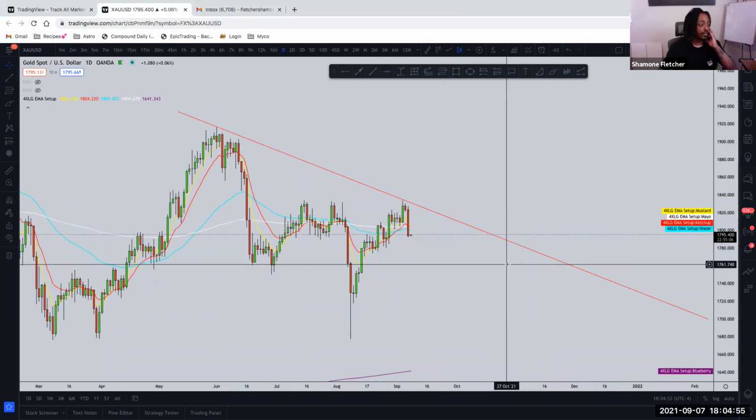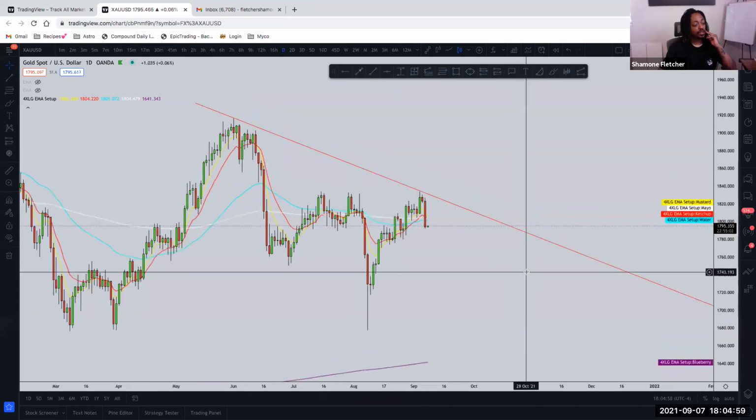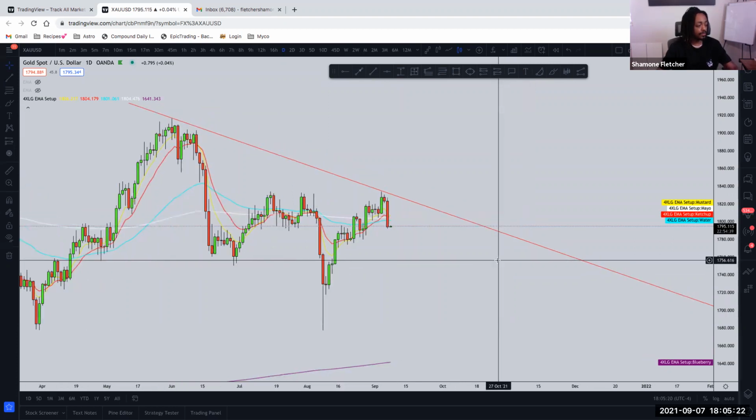Come to the daily time frame. First and foremost, when I'm looking at the Forex OG, what is the Forex OG telling us to do right now? Exactly. It's ready for a sell, and this is on a daily time frame. Sell gold.